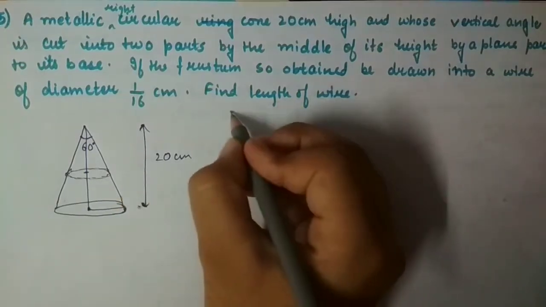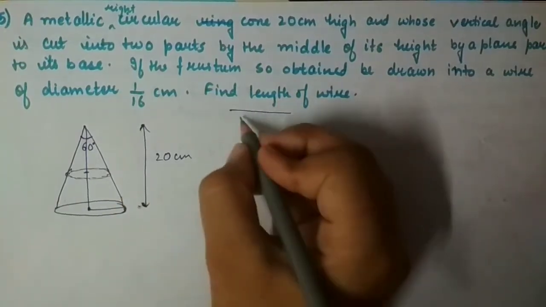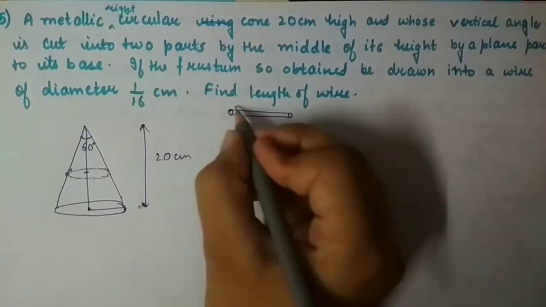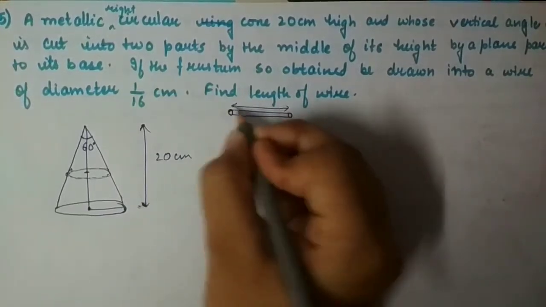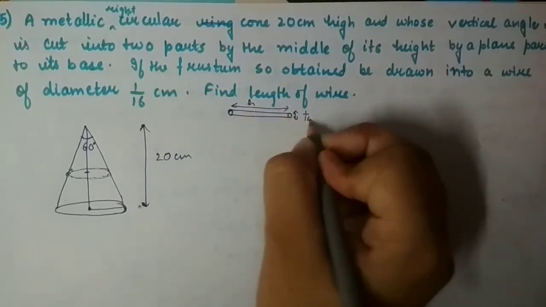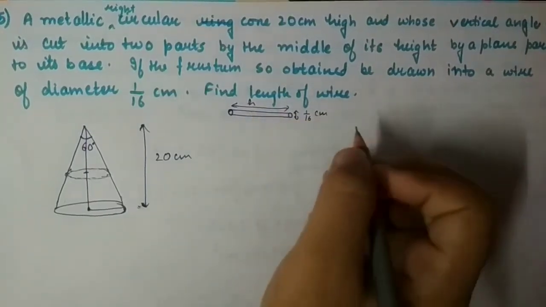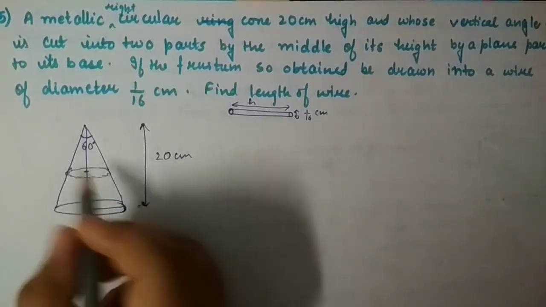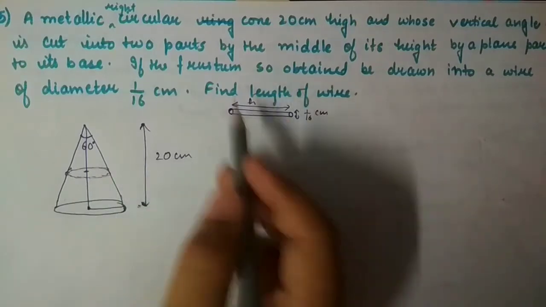Now what is the shape of the wire? The wire will be in the shape of a cylinder like this. So length of wire means we have to find the height of the cylinder, given diameter is 1/16 centimeters. So in order to do that, we have to equate the volume of the frustum with the volume of the wire.